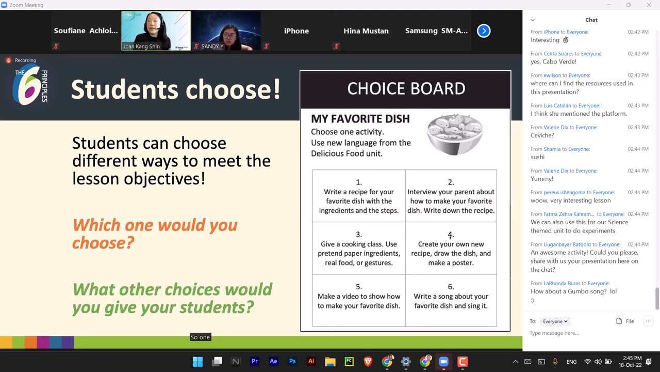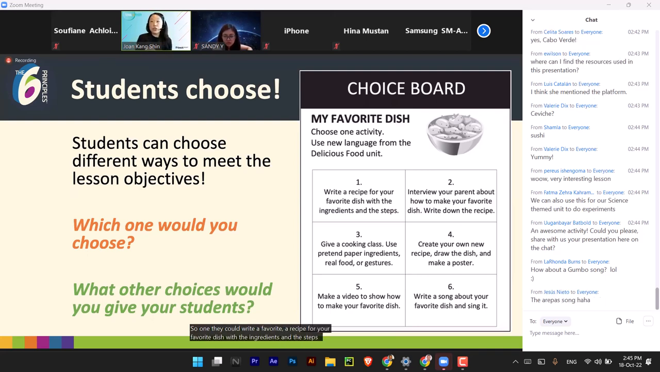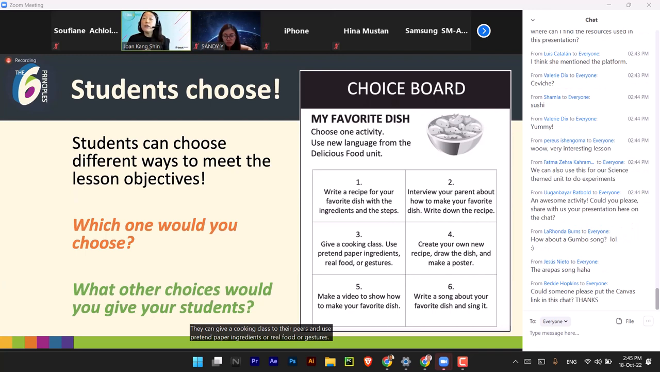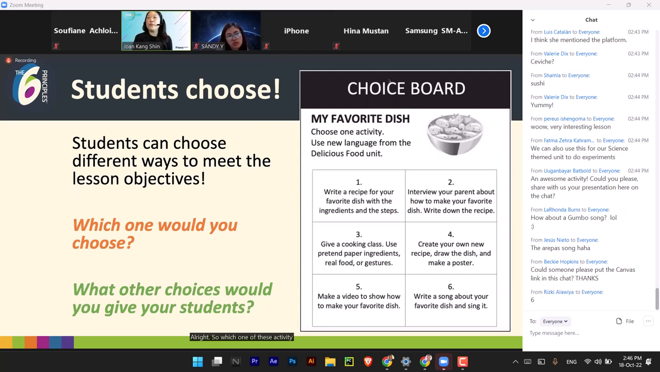One, they could write a recipe for their favorite dish with the ingredients and the steps. Two, they could interview their parent about how to make their favorite dish and then write down the recipe. Three, they can give a cooking class to their peers and use pretend paper ingredients or real food or gestures. Four, create their own new recipe and draw the dish and make a poster. Five, they could make a video to show how to make their favorite dish. Or six, write a song about your favorite dish and sing it, which was the one that I demonstrated for you. All right, so which one of these activities on the choice board would you choose?